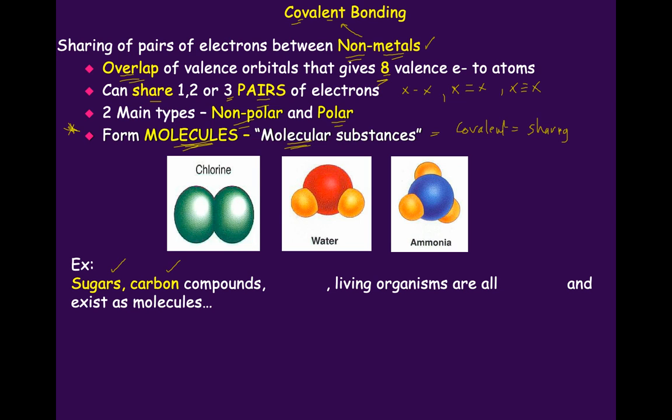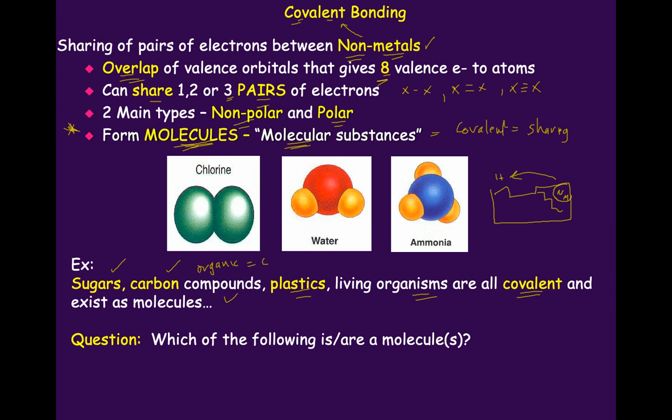Sugars, any carbon compounds, anything organic. Organic stuff, plastics. Living organisms are all covalent and exist as molecules. So that is a lot to do with this. Organic means carbon compounds, really important. Any of your non-metals, if you're looking at the periodic table, are after the staircase. You're looking at this area of the table, and hydrogen. Really important, this section and hydrogen.